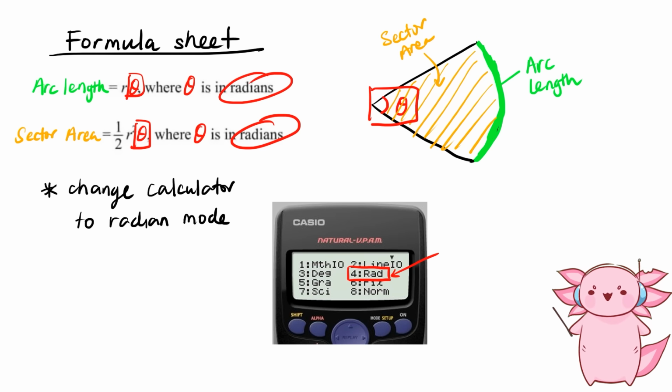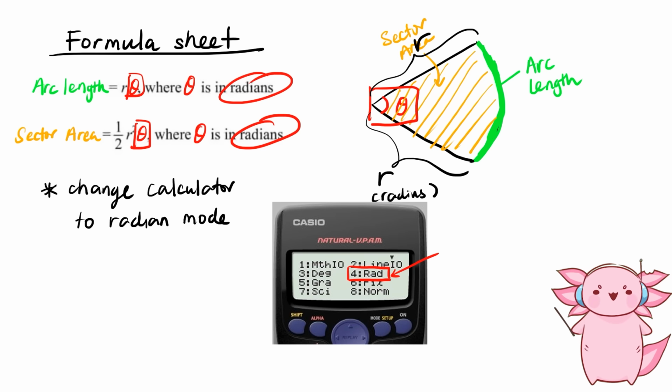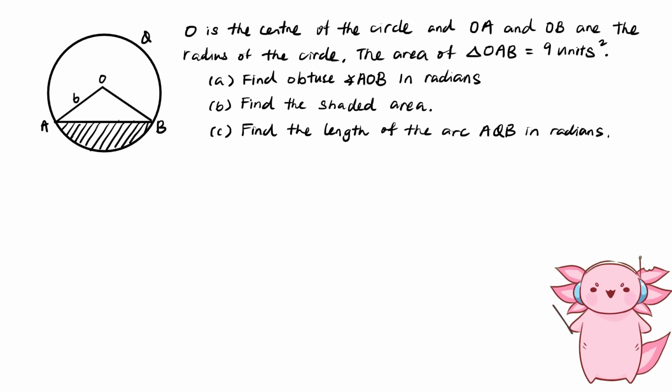So in the pizza slice over here, both of these sides are r, and the angle in between them is theta. So the arc length is r theta, and the area of the pizza is half r squared theta. Okay, let's try out this question where you have to find this obtuse angle here in radians.